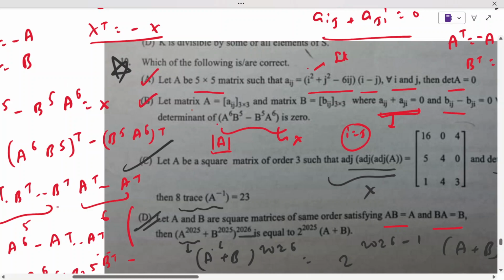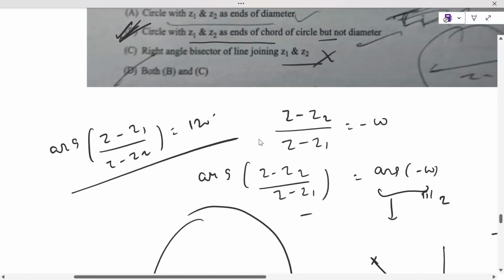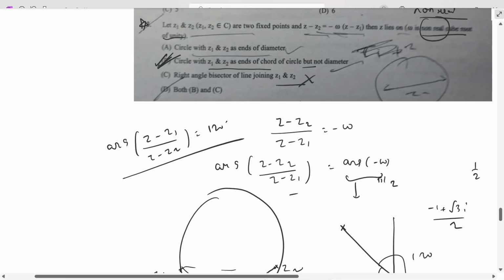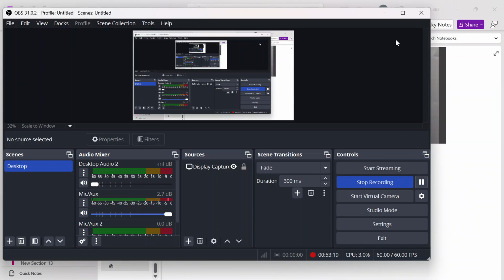Quite a good question, isn't it? All four parts are of different types, isn't it? Nice. I hope you're getting confident. And let us continue.